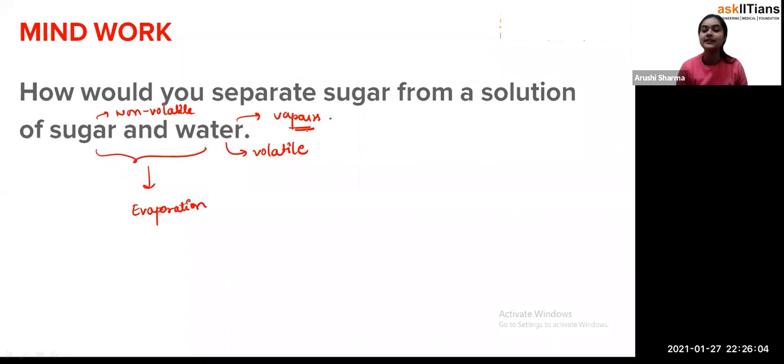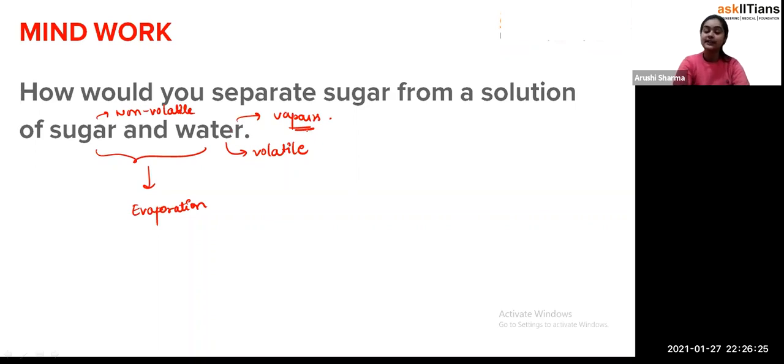So, students, a question can come like, what's the difference between evaporation and crystallization? You will say in evaporation, the water gets evaporated and we get the solid. But in crystallization, we get crystals of that particular solid. Okay, so that is crystallization and that is evaporation, and like this it can be asked.